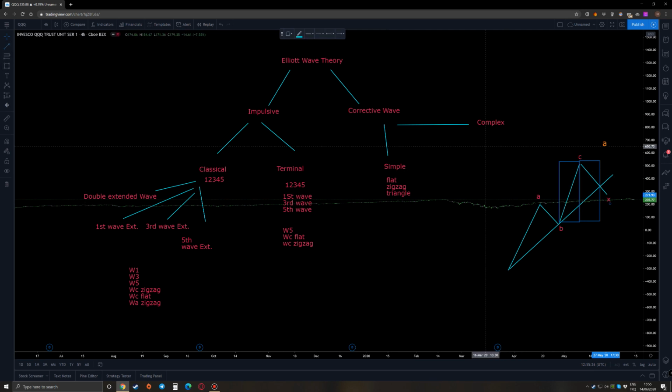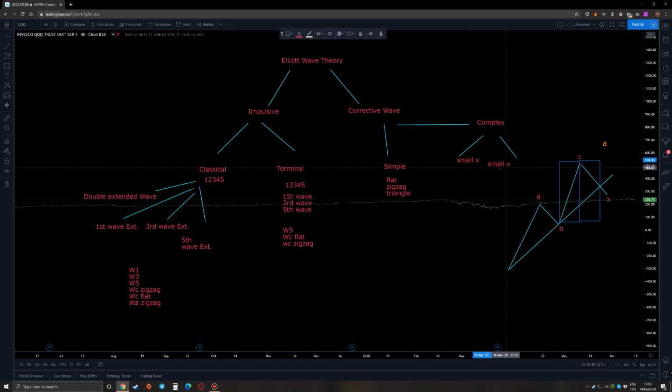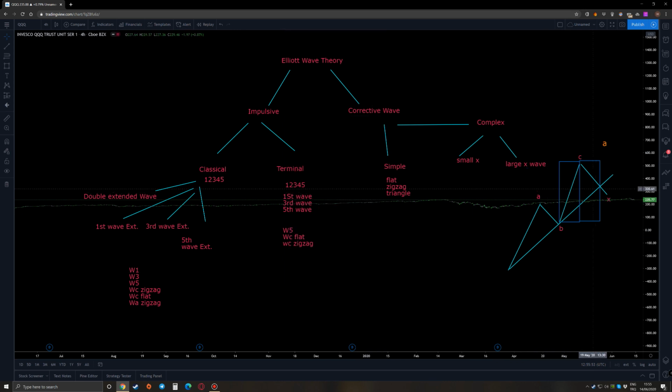Now, if it's a complex correction, there are two things that I should ask myself. Do we have a small X wave, or do I have a big X wave, large X wave? Now, what's the difference? Well, the difference is fairly simple. The difference comes from the Fibonacci ratio of how deep this X wave is going. So let's take this example, okay?